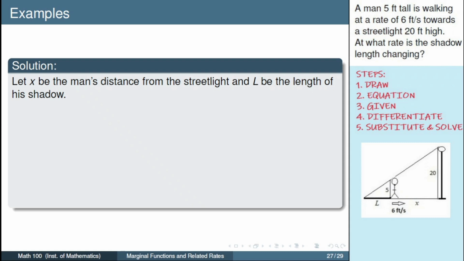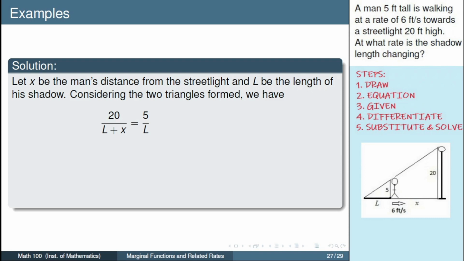Okay? So, what is the property of similar triangles? It means the proportion or the ratio of their sides is equal. So, if we look at the ratio of the sides, for the bigger triangle, we have 20 divided by L plus X. This is the left-hand side. It should equal the corresponding dimensions of our smaller triangle, which is 5 divided by L. Okay? So, this will be our equation that relates L and X.